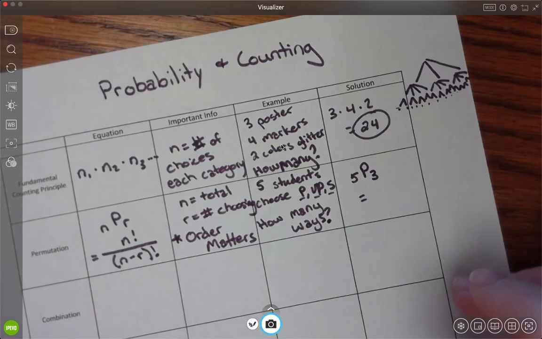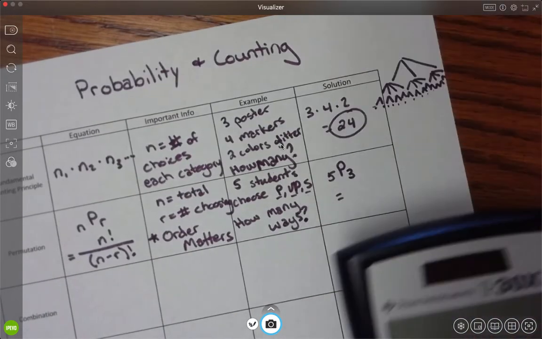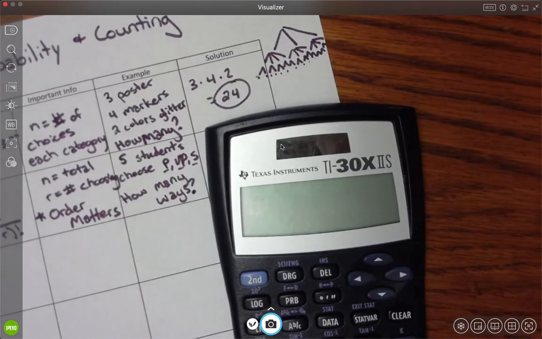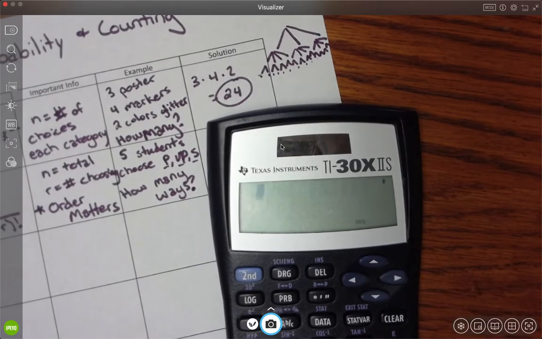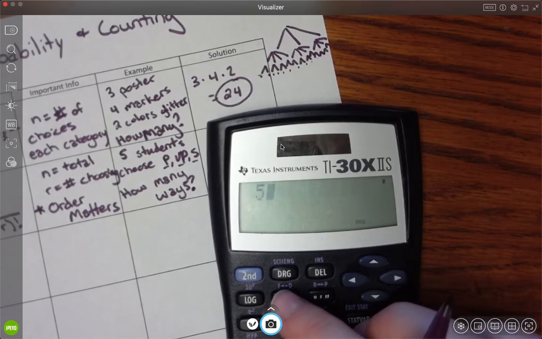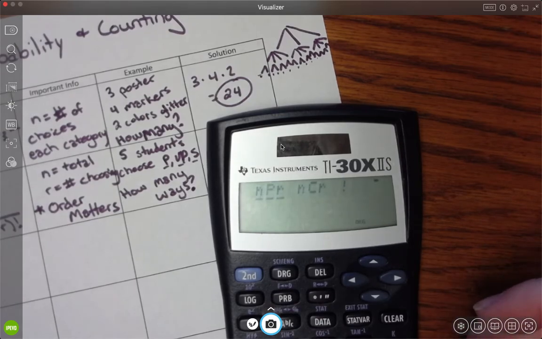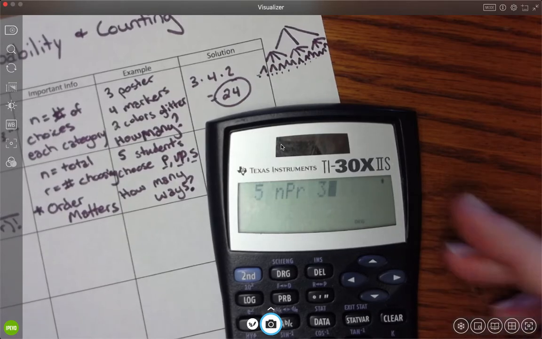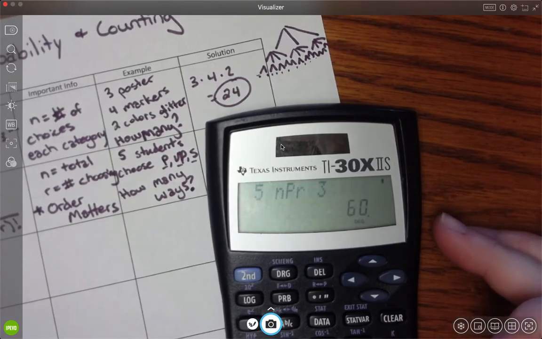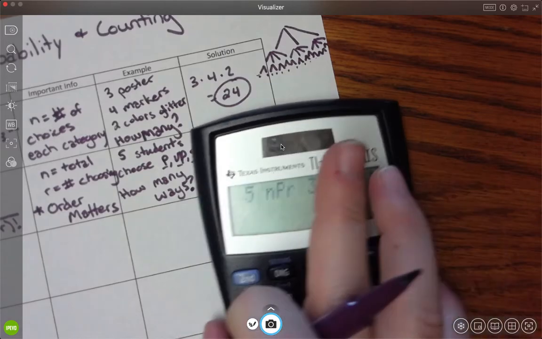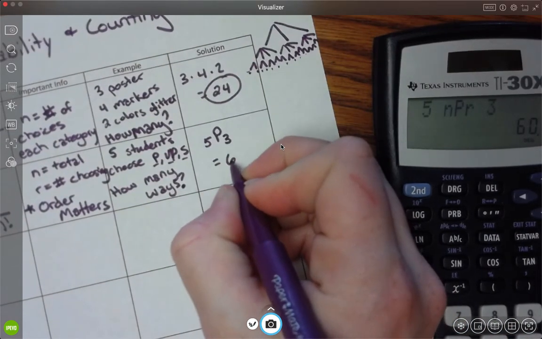So on a calculator, grab that thing. If you have a calculator that looks like this, I think we've done this before, so you should know where these buttons are. Type in 5 first. This one has a PRB button. You might have to search for yours. If you cannot find this, either ask me or Google it. I always Google everything. So 5P3 is what this will look like, and then I'm going to hit enter. So there are 60 different ways of choosing a president, vice president, and secretary.